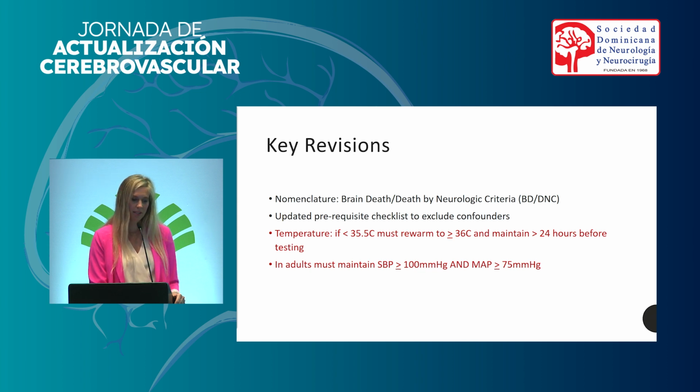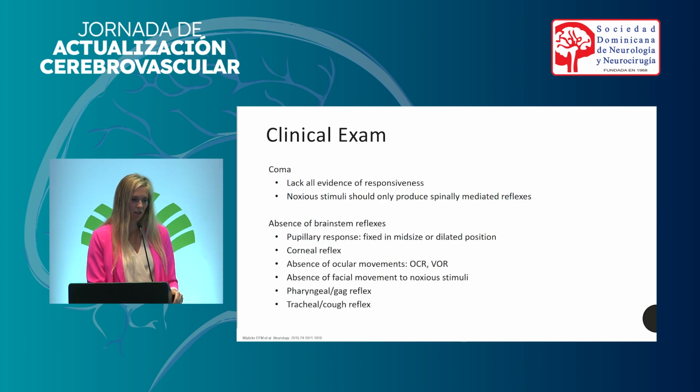Previously, if I had a patient that was hypothermic at 35 degrees, I would warm them up to 36 and do my testing then. But now we have to wait 24 hours. In adults, the old guidelines say you have to be hemodynamically stable, which is vague. Now we have very specific criteria: the systolic blood pressure must be at least 100 and the mean arterial pressure must be at least 75. That's because if we don't have adequate systemic perfusion, we're not going to have adequate cerebral perfusion. And how can you say there's no blood flow to the brain if you're not giving a chance for there to be adequate blood flow? So this is one of the most important changes that has occurred.